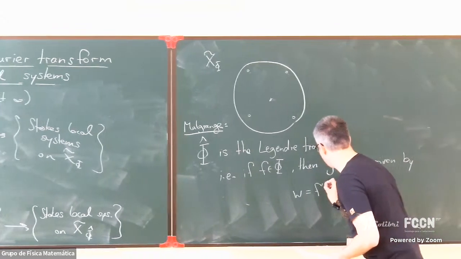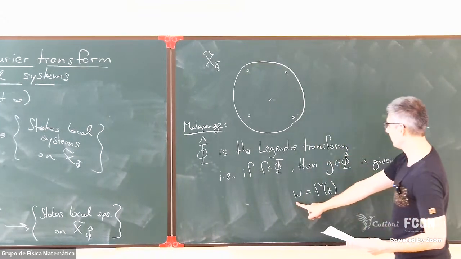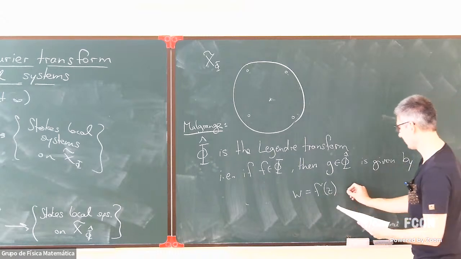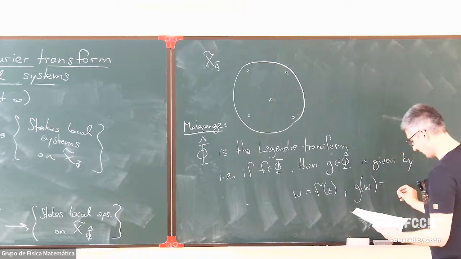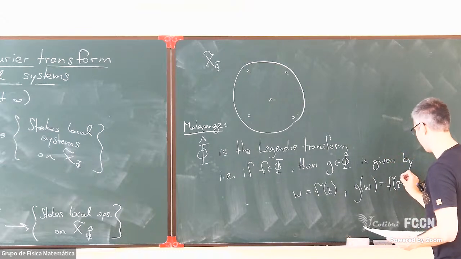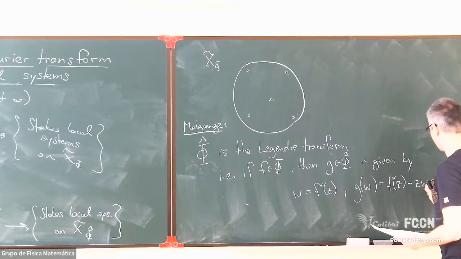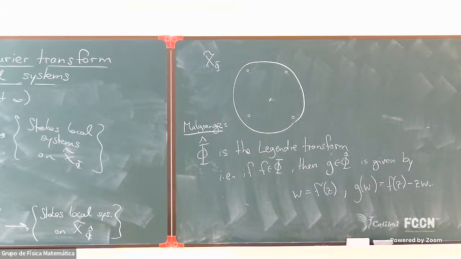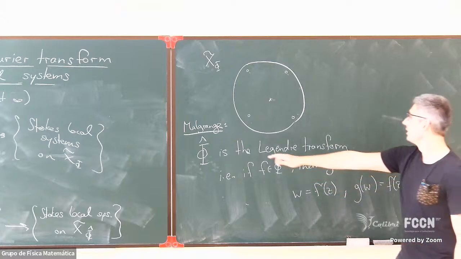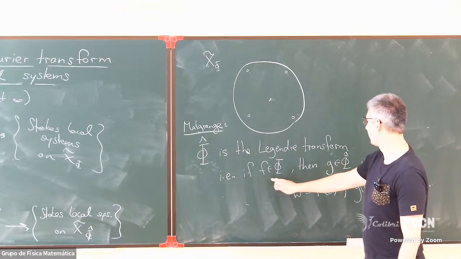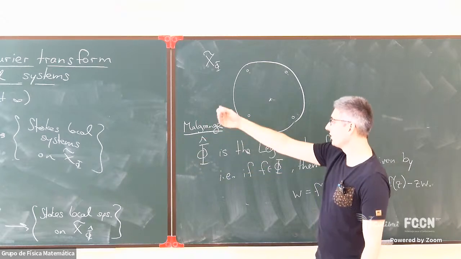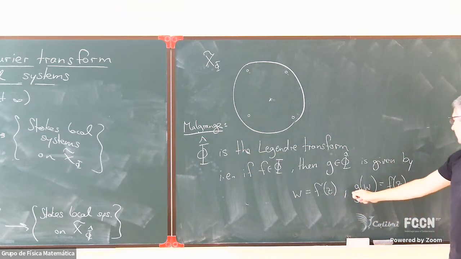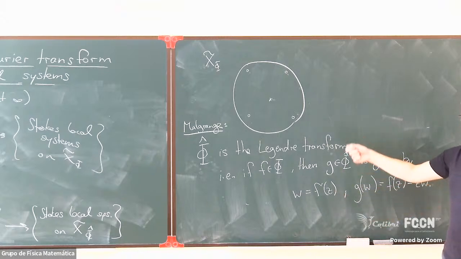So f is a function in z. So I define a new variable w by saying f prime of z, and then g of w is defined by f of z minus z w. So this is a transformation that you can do, and Lagrange shows that if f is an exponent of a system at infinity, then the Fourier transform has the exponent g defined by this rule as an exponent. So this is something well known.